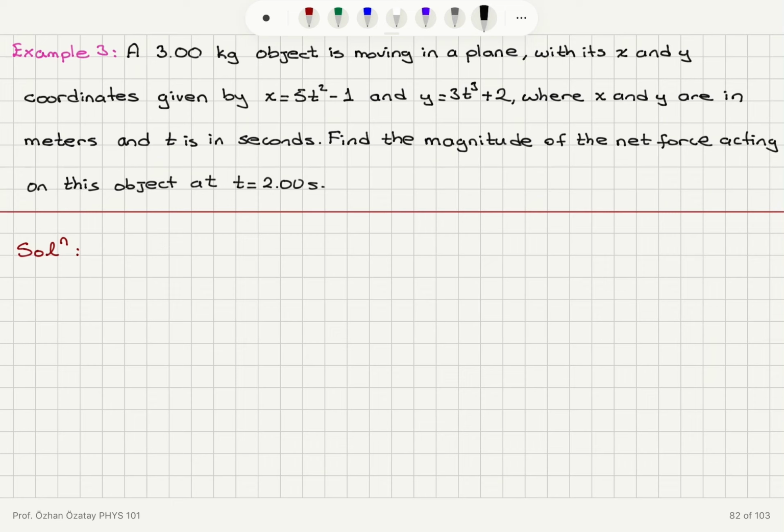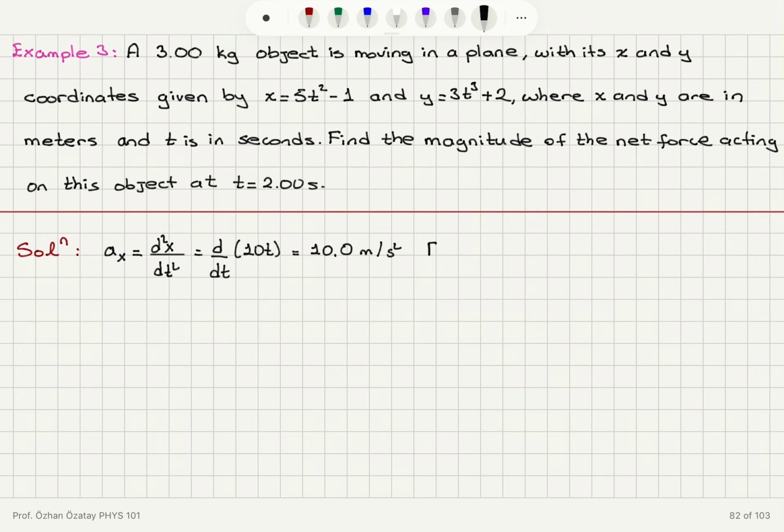Now, because we're talking about force, we need to know the acceleration. The acceleration has an x component, ax, which is the second derivative of x with respect to time, d squared x over dt squared. So what is the second derivative of x? Well, it's the derivative of the derivative. So 5t squared minus 1 has a derivative 10t. So I take one more derivative, and I obtain 10.0 meters per second squared for ax.